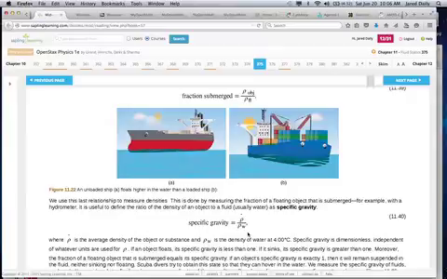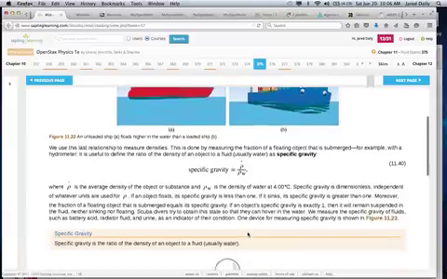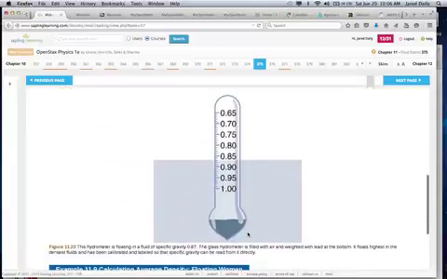If it's much less than 1, it will float even better. But if it's greater than 1, and the greater it is, more than 1, the less it will float, the more it will sink. If it's equal to 1, then it will float in water, but it will float submerged underwater. So that's the definition of specific gravity.